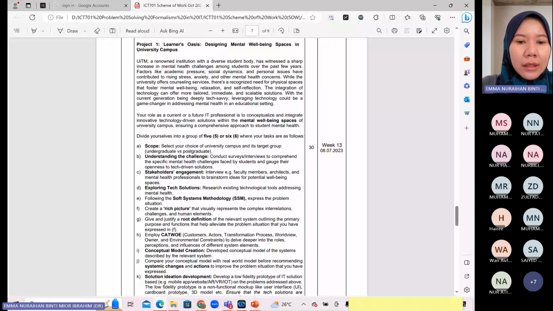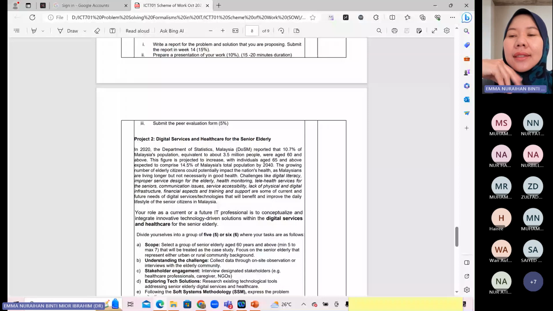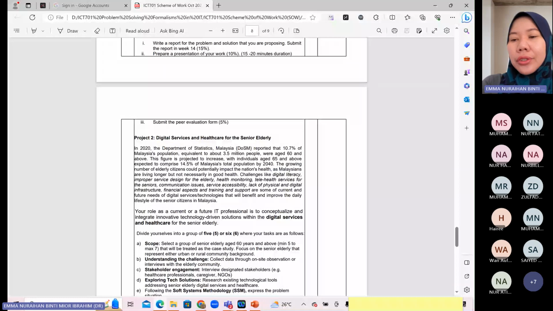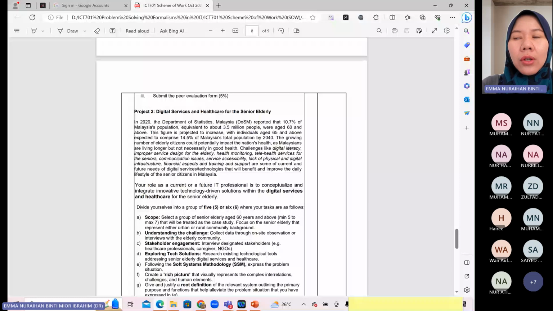All right. So the second one will be digital services, healthcare for the senior elderly. So there are challenges here that I've stated. So you can choose one of the challenges. You can't go for all these challenges because there are too many for one single solution. So what you have to do is choose one single issue and then address the issue in the context of senior elderly. And after that, come up with the prototype.